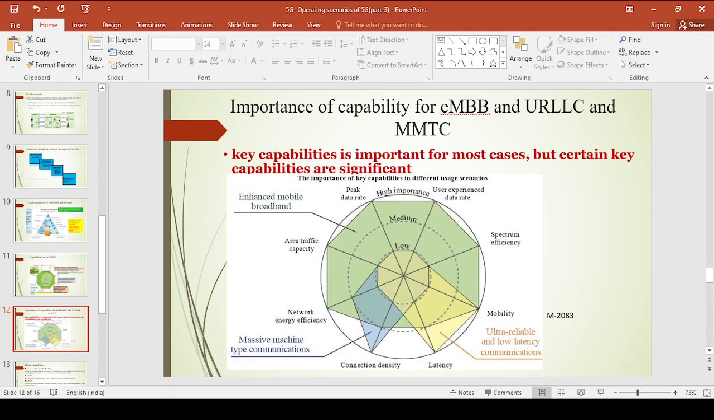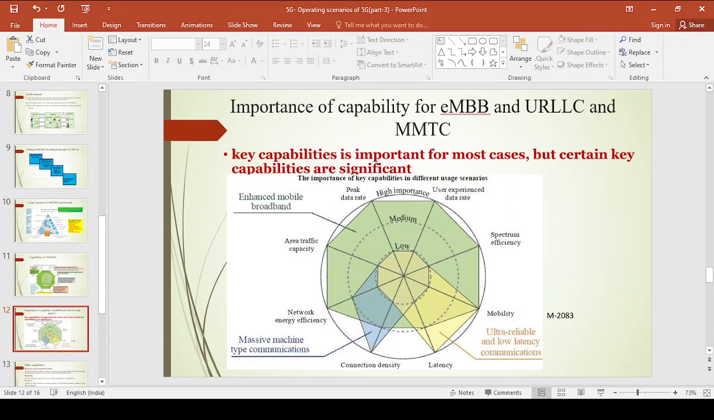Now coming to the ultra reliable low latency communication, the name itself indicates it should provide low latency and high reliability. This includes the parameter of low latency with mobility, right? And the massive machine type communication includes connection density, and next it includes network efficiency, right? What I want to say is, all the usage scenarios do not require all the parameters or all the capabilities we have discussed here. Some require something, some require something else, right?